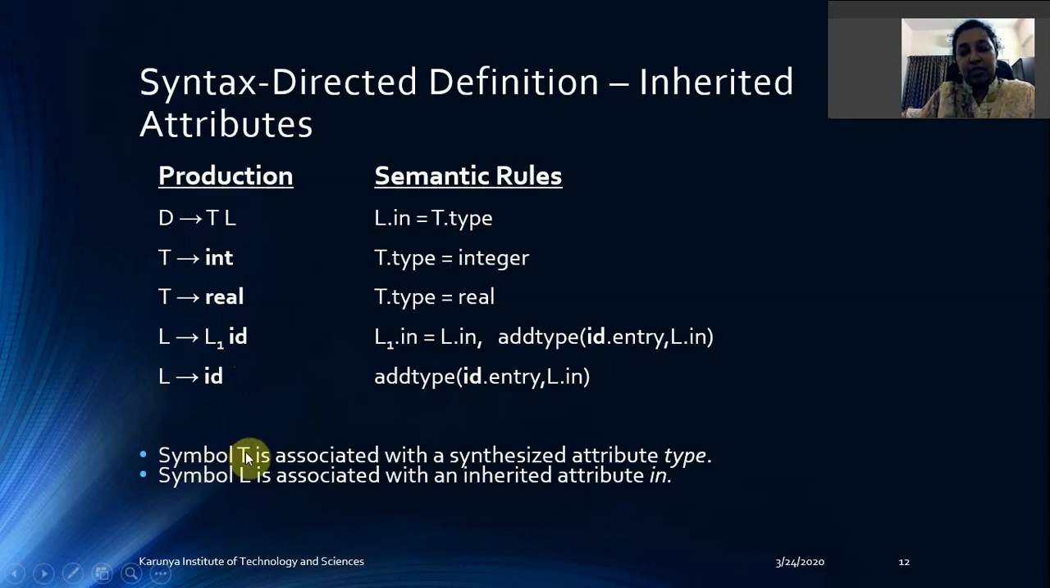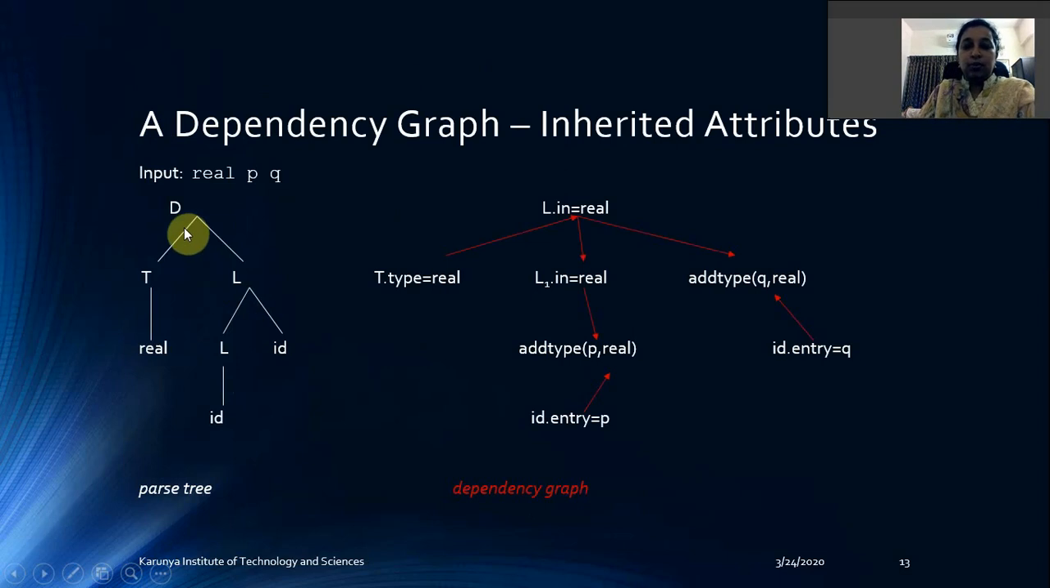Now if you see here, symbol T is associated with a synthesized attribute, whereas symbol L is associated with an inherited attribute. T has to get its value from its child node, whereas L will inherit its attribute from the one behind it, or to the left of it. So suppose you have real P and Q, which means real is the data type, P is the identifier, Q is another identifier. From D it produces TL and real, and then L is divided into L, ID. You have two IDs here.